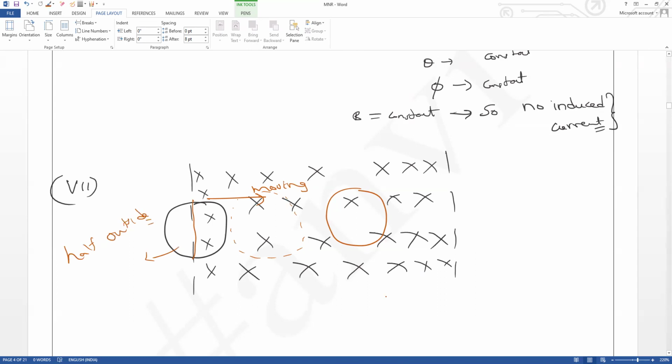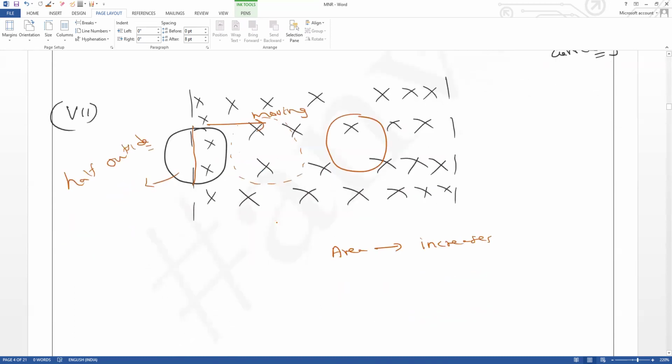Yes, sir. Now suddenly if it comes inside, we all know the area is going to increase. Starting yesterday, I told you, area increases, magnetic flux increases, as it completely comes inside. Area increases means the number of field lines will increase. Yes or no? Once it completely comes in, the number of field lines increases. And the number of field lines are acting in what direction?